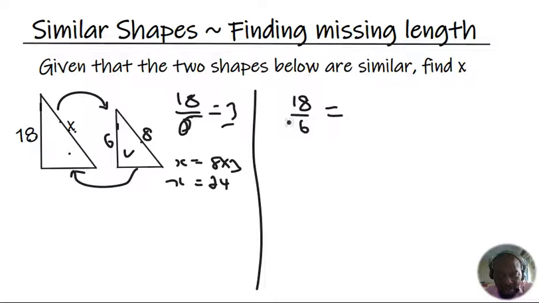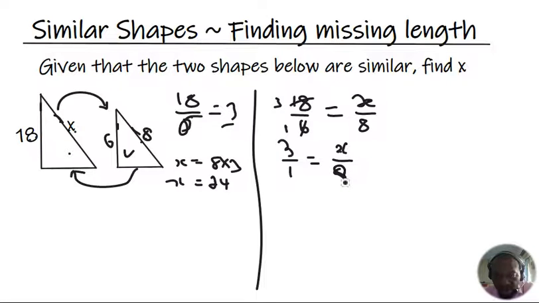Because I started with 18 over 6 on the bigger triangle, I need to start with x for the smaller triangle. So here I will write down x over 8 as the ratio of these two corresponding sides. Now once we have equated the two, we need to solve. I can simplify this: 6 in 6 is 1, 6 in 18 is 3. This gives me 3 over 1 equals x over 8.